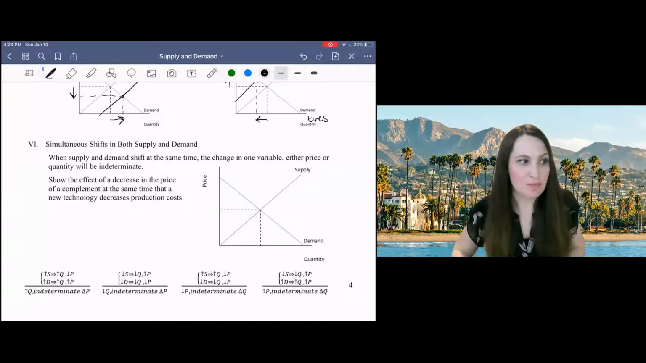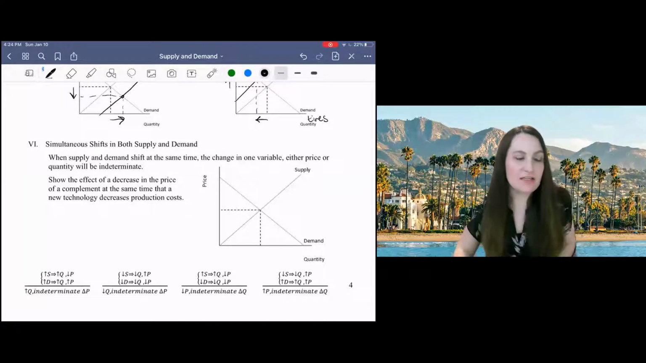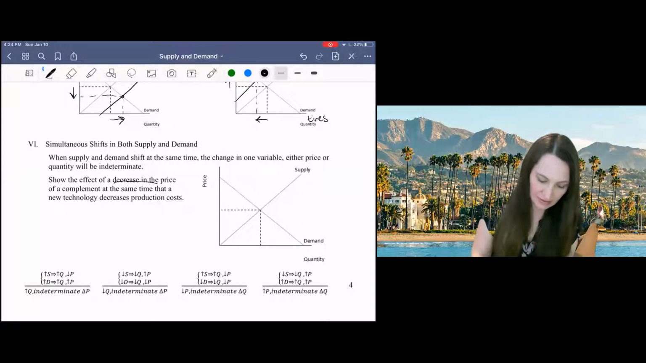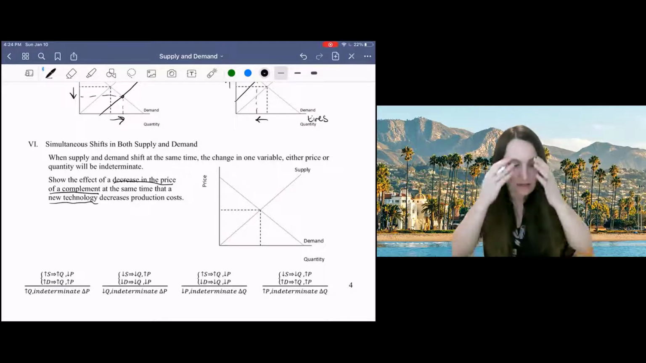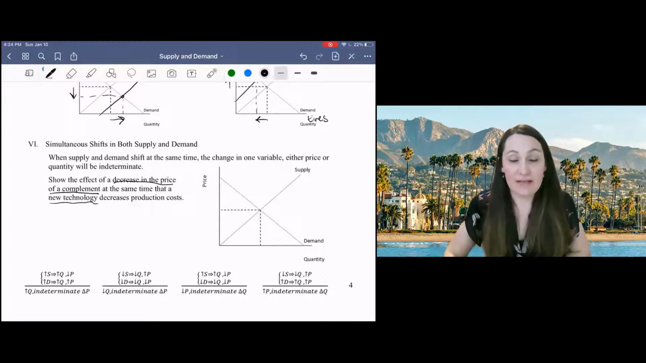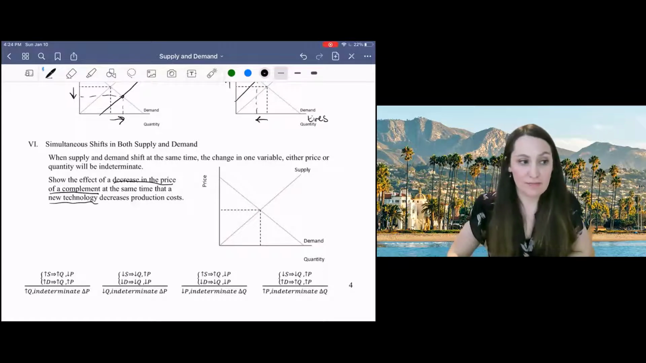Let's do an example. Suppose we have a decrease in the price of a complement, and we also have an invention of a new technology. Each of these things will affect the market in different ways.